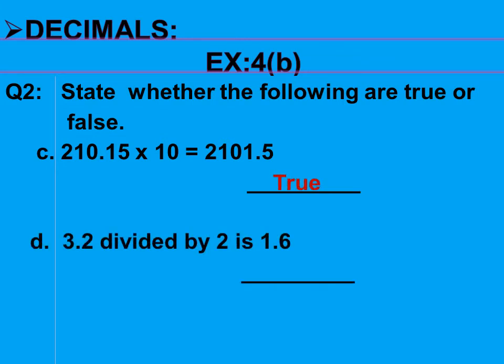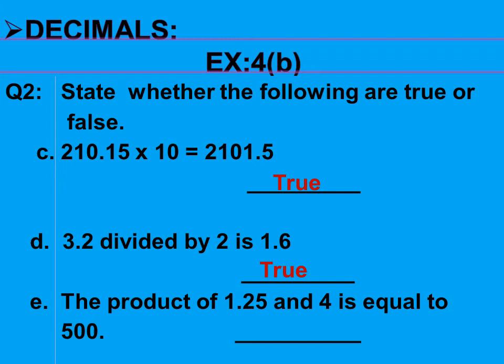Now we will move to the next part, part D. In part D, dear students, 3.2 divided by 2 is 1.6. It's very simple. When we do the long division for 3.2, we will get the answer 1.6. So the statement is true.